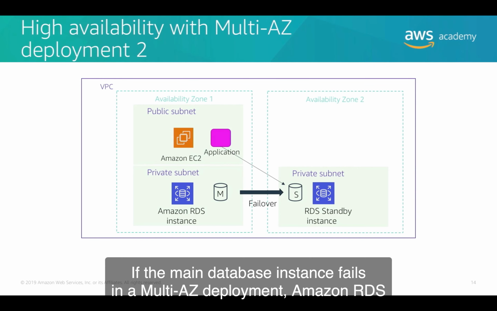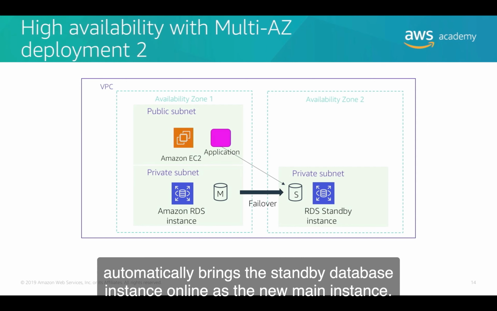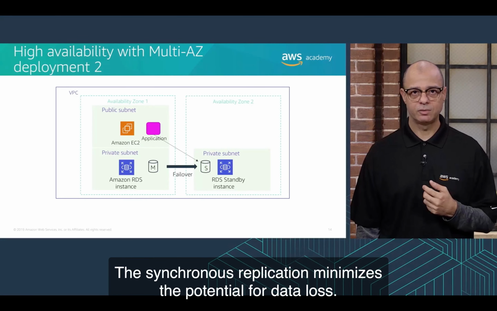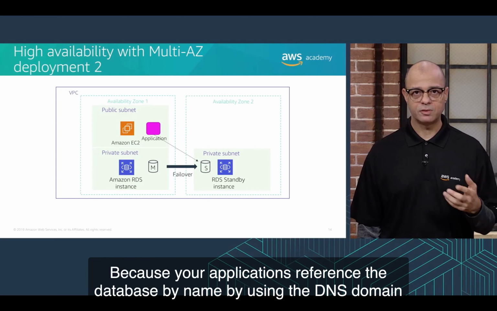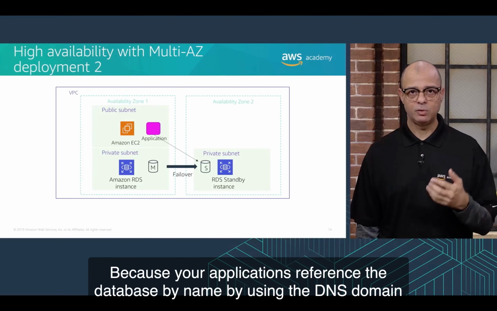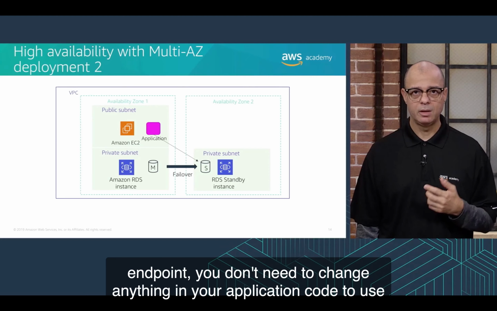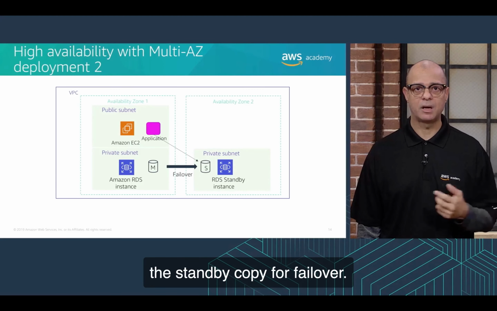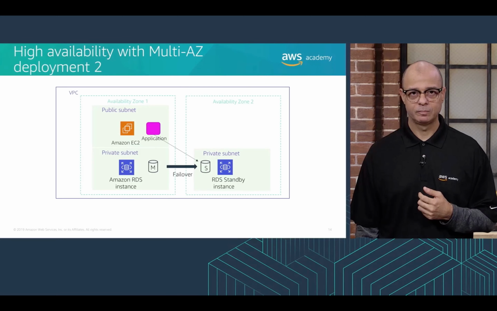If the main database instance fails in a multi-AZ deployment, Amazon RDS automatically brings the standby database instance online as the new main instance. The synchronous replication minimizes the potential for data loss. Because your application references the database by name by using the DNS domain endpoint, you don't need to change anything in your application code to use the standby copy for failover.